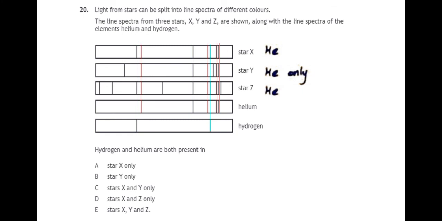So both star X and star Z also contain hydrogen. Star Z, you can see, has another set of lines as well. So star X contains only hydrogen and helium, because hydrogen and helium account for all the lines in star X. Star Z contains hydrogen and helium and some other element, which accounts for the other 3 lines not already accounted for. So the answer is star X and star Z, which is answer D.